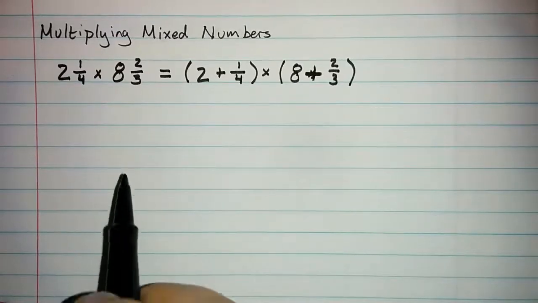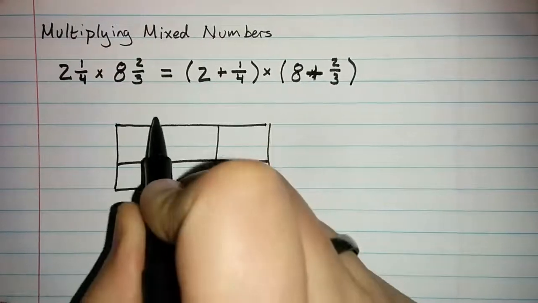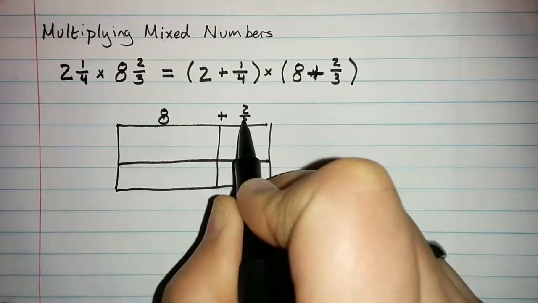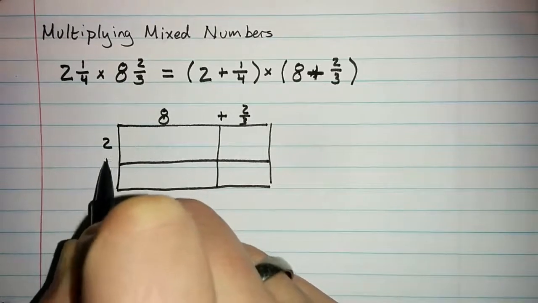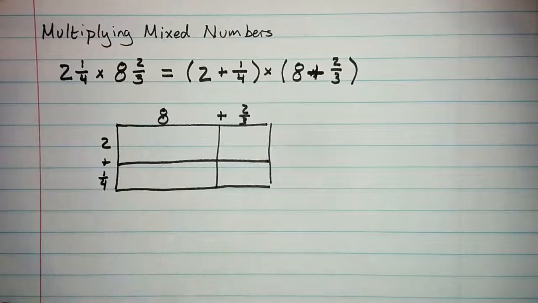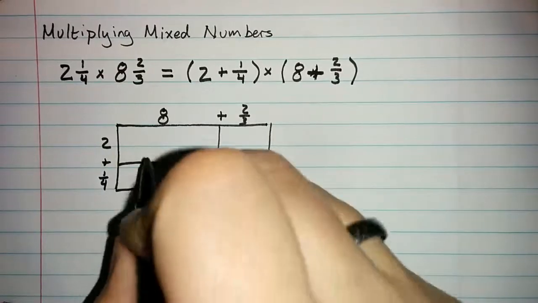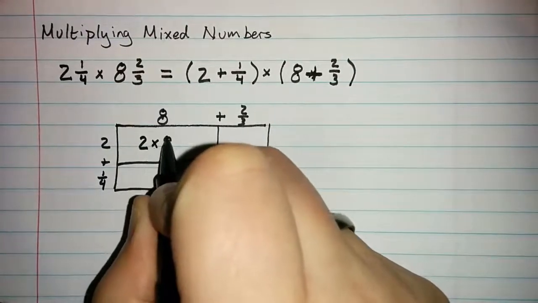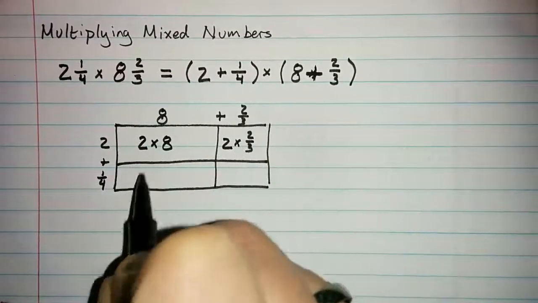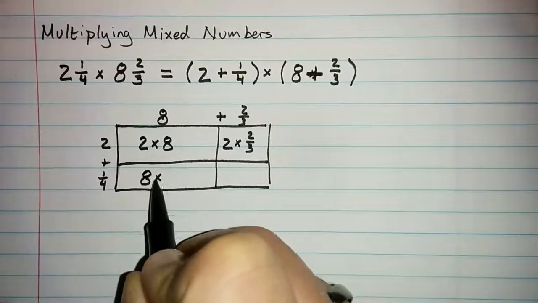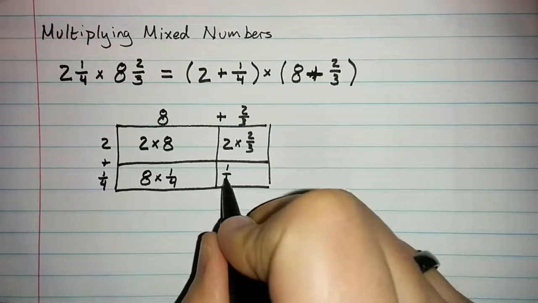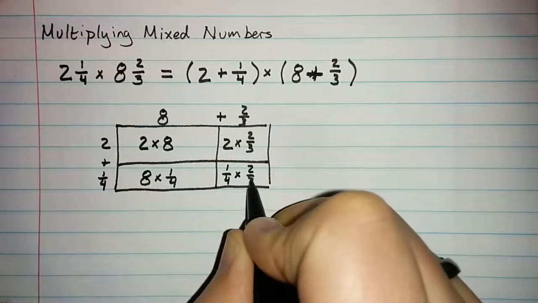And then, just like we did for the whole numbers, we could sketch out an area, 8 plus 2/3, 2 plus 1/4. And then in each box we could do the multiplication. 2 times 8, 2 times 2/3, 8 times 1/4, and 1/4 times 2/3.